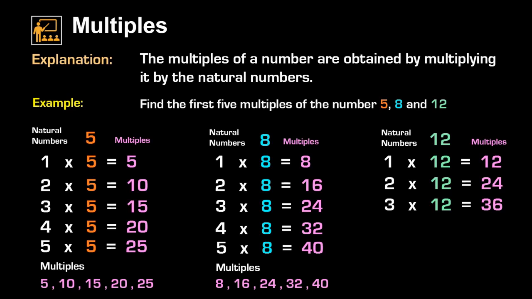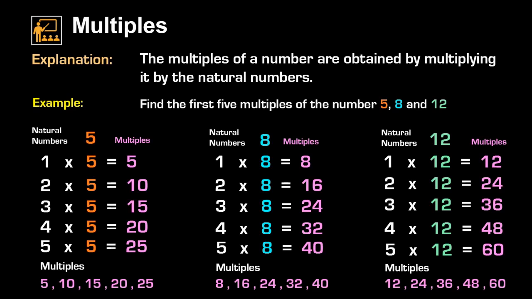And we have 4 multiplied by 12 is 48. And then 48 is a multiple of 12. Then we have 5 multiplied by 12 is 60. And it also means that 60 is therefore a multiple of 12. So when we list these multiples, we have 12, 24, 36, 48, 60, and we can continue 72 and like that. But again, these are only the first 5 multiples.